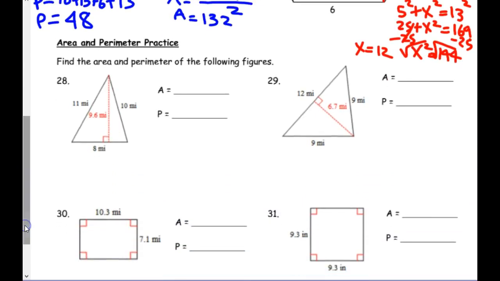All right. Now we're going to get into area and perimeter practice, which we can do by using our formulas. Area and perimeter. Area is base times height divided by 2.